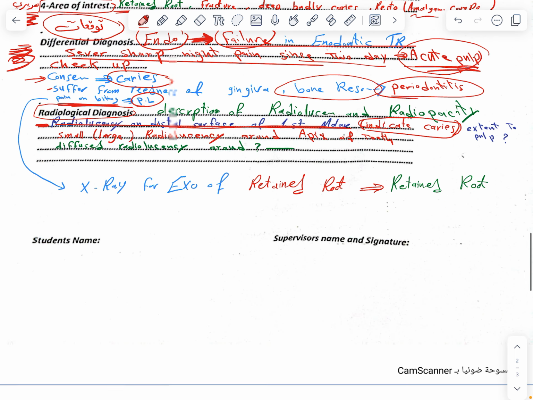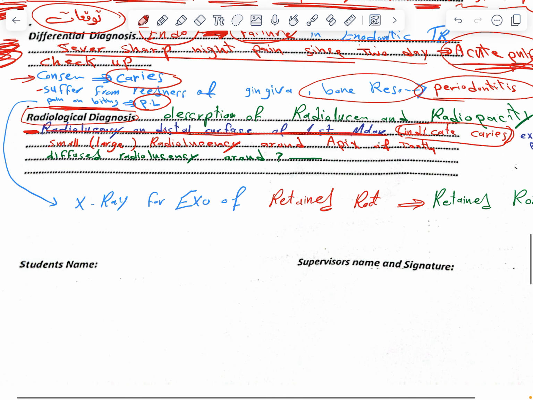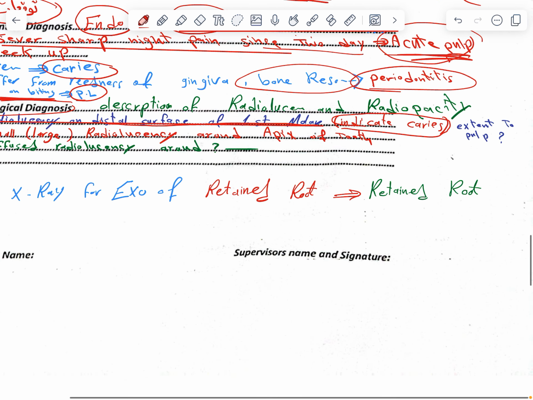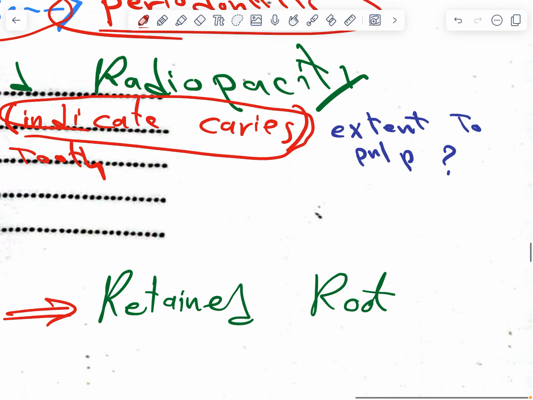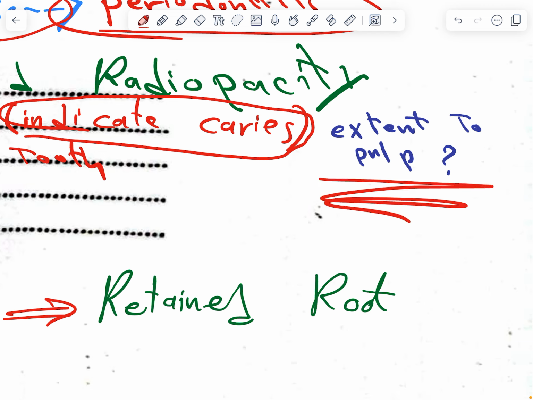For example, radiolucency on the distal surface of the first molar, and it is better to say whether it is extended to the pulp or not. Radiolucency on the distal surface of such tooth and extended to the pulp, if it is extended. If it is not extended, you do not mention that.